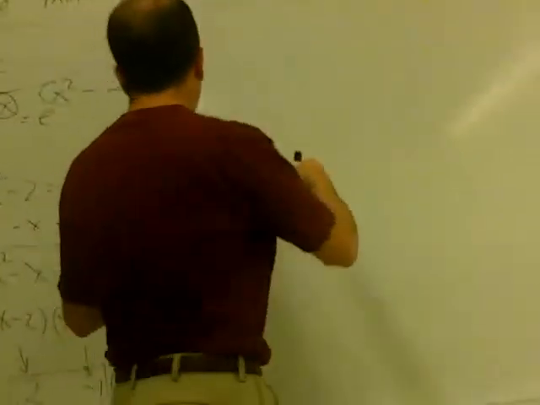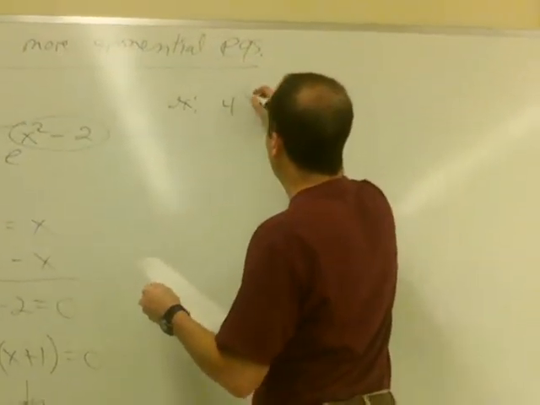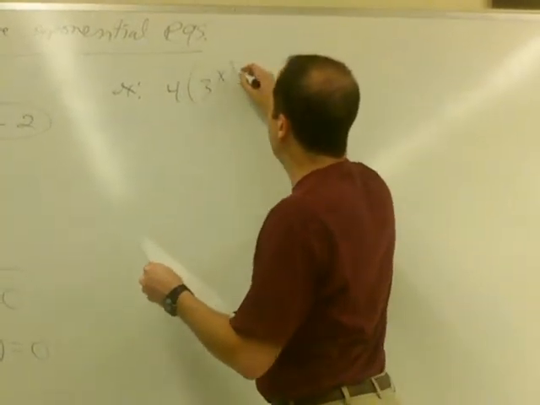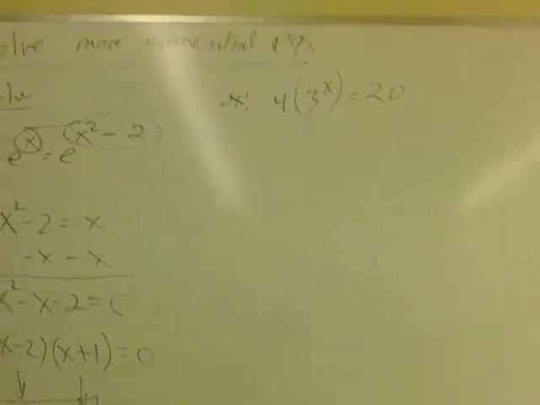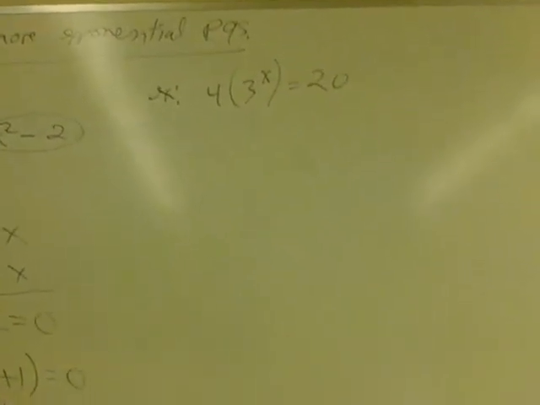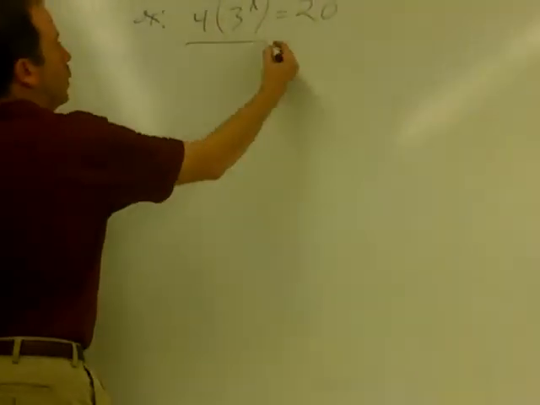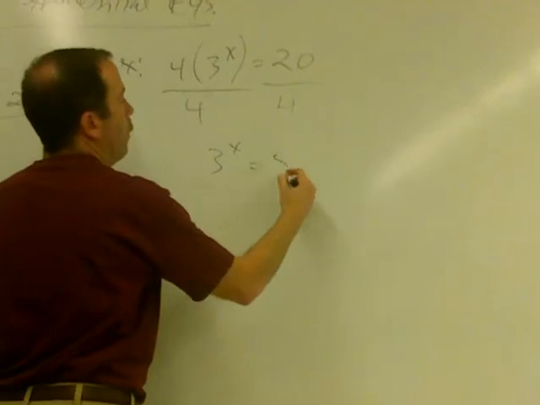All right. Our second example: 4 times 3 to the x equals 20. We'd like to first isolate the exponential term, so we divide by 4. So we get 3 to the x equals 5.